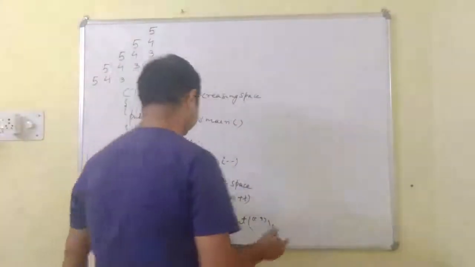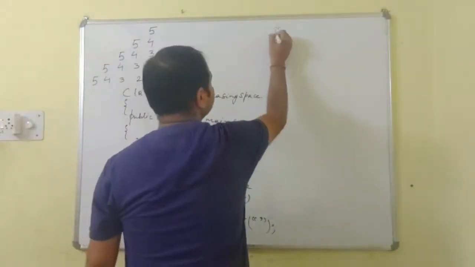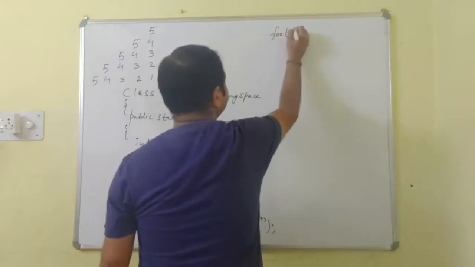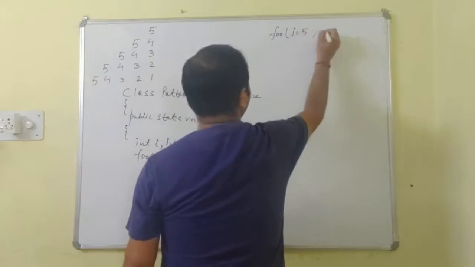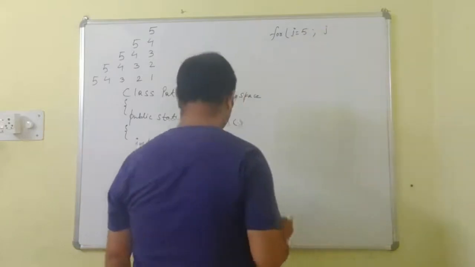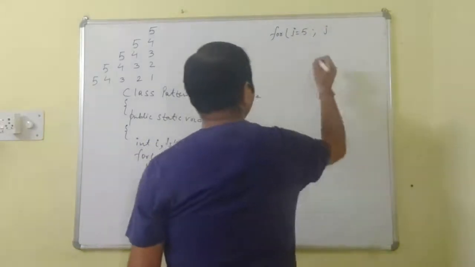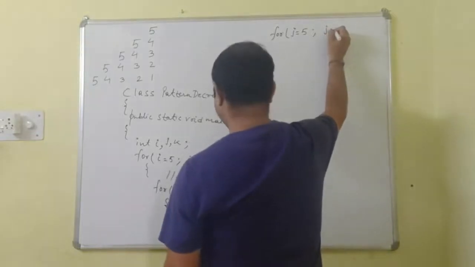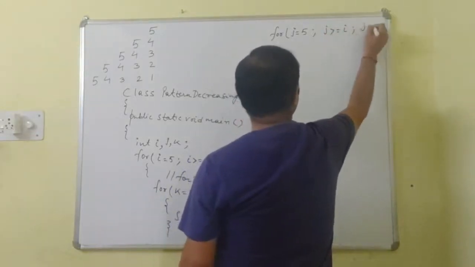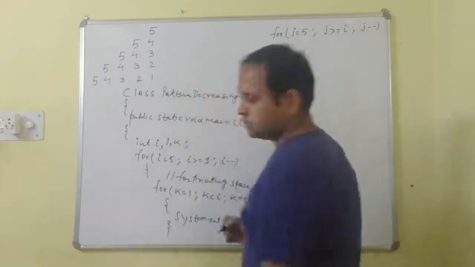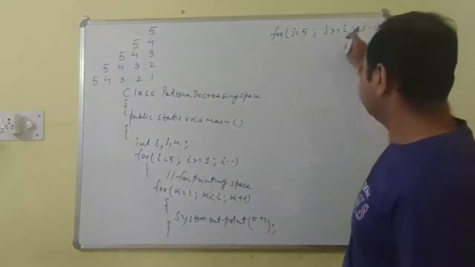Next loop is for j equals to 5, j greater than or equal to i, j minus minus. So whether it works or not, we will check it.